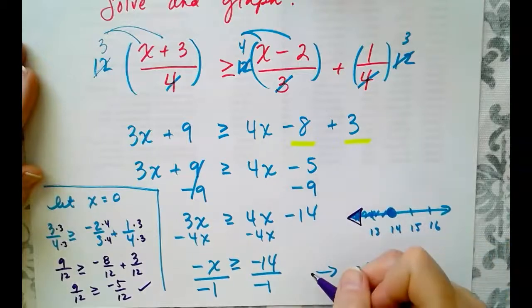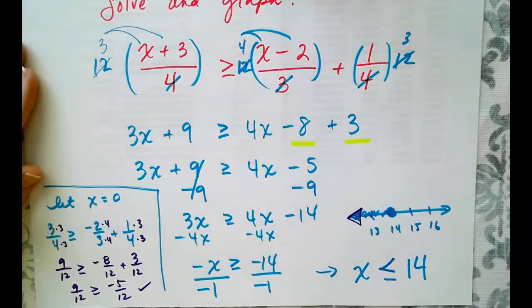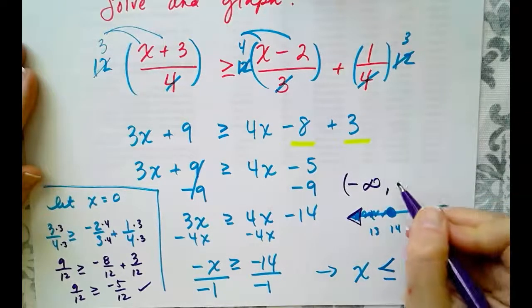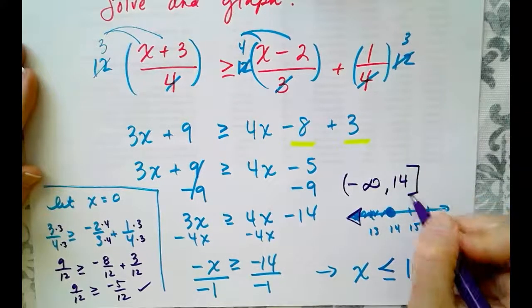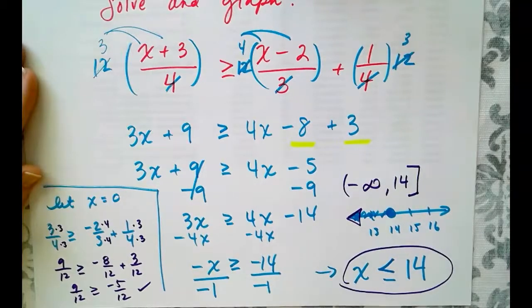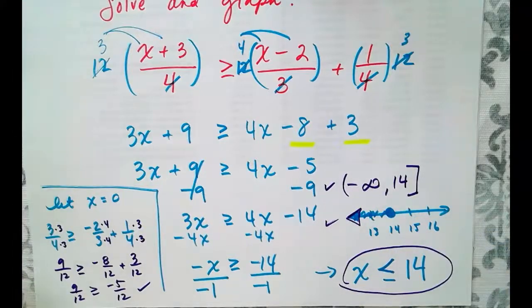So our solution set starts at negative infinity. Remember, interval notation is all about left to right. So this is negative infinity up to and including 14. So we have the algebraic notation, the graphic notation, and the interval notation. Solving inequalities.